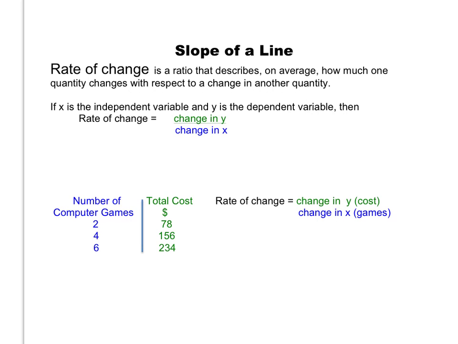This video reviews the lesson on slope of a line. Rate of change is a ratio that describes on average how much one quantity changes with respect to a change in another quantity. And remember that a ratio is a fraction.